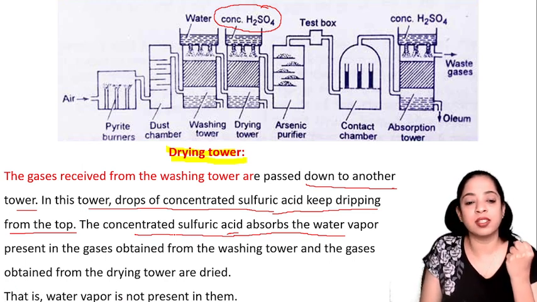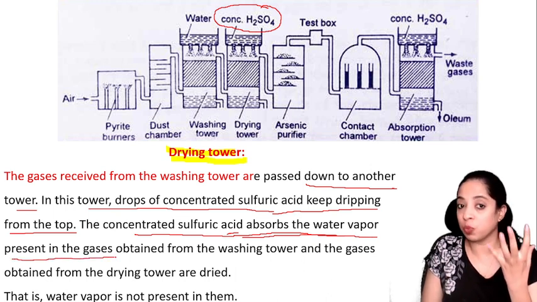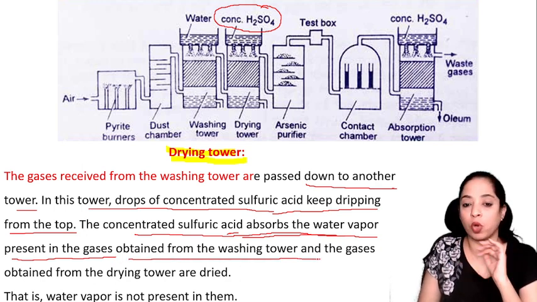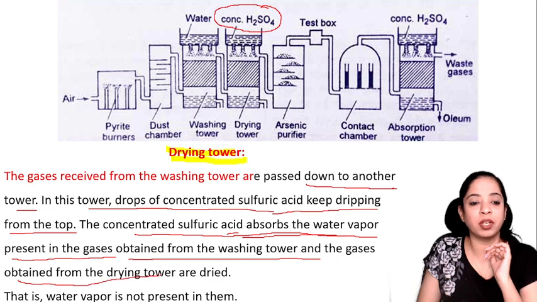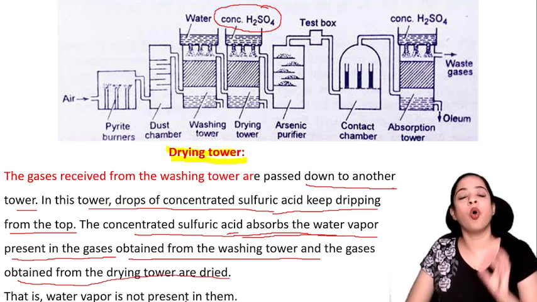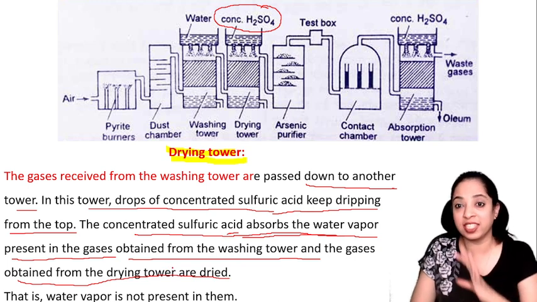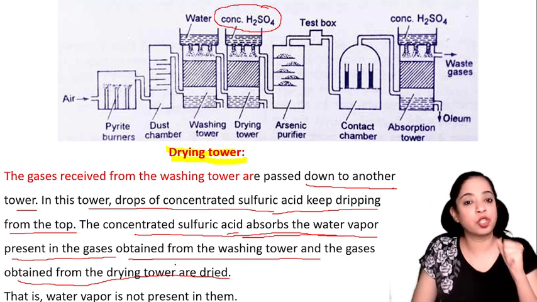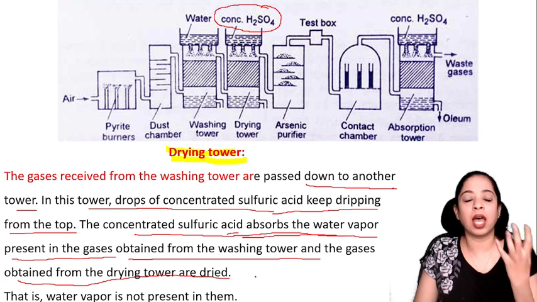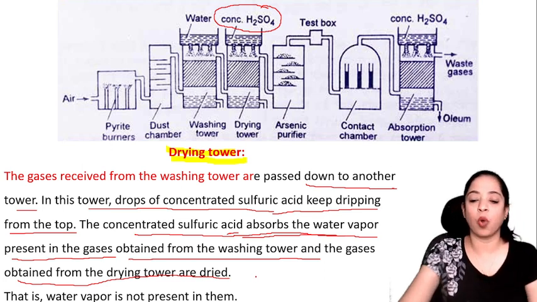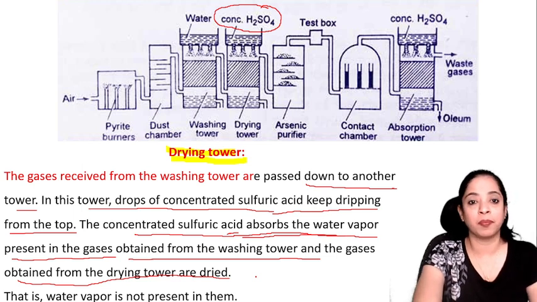So now this concentrated sulfuric acid, what does it do? It absorbs the water vapor present in the gases. The gas was moist, so it absorbs all the water vapor obtained from the washing tower, and the gases obtained from the drying tower are dried. You all know that concentrated H2SO4 is a drying agent. It is a dehydrating agent. It captures water, right? So now the gas that we obtained is absolutely dry. That is, water vapor is not present in them, right?